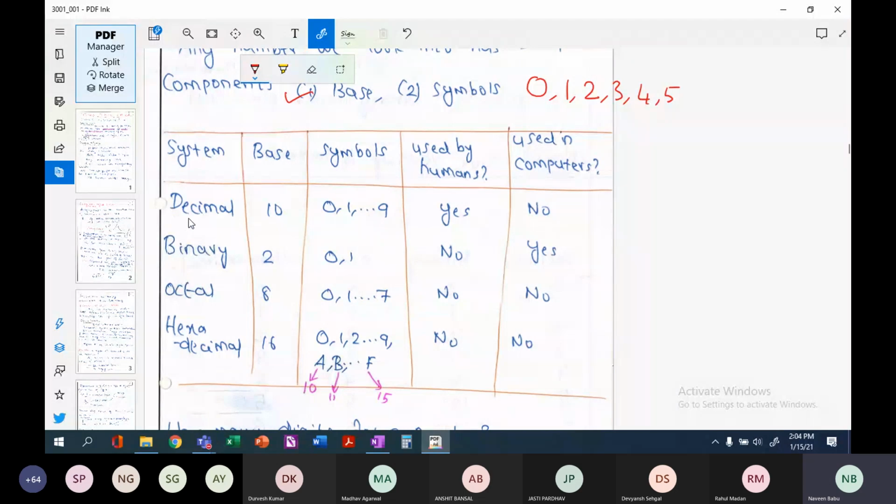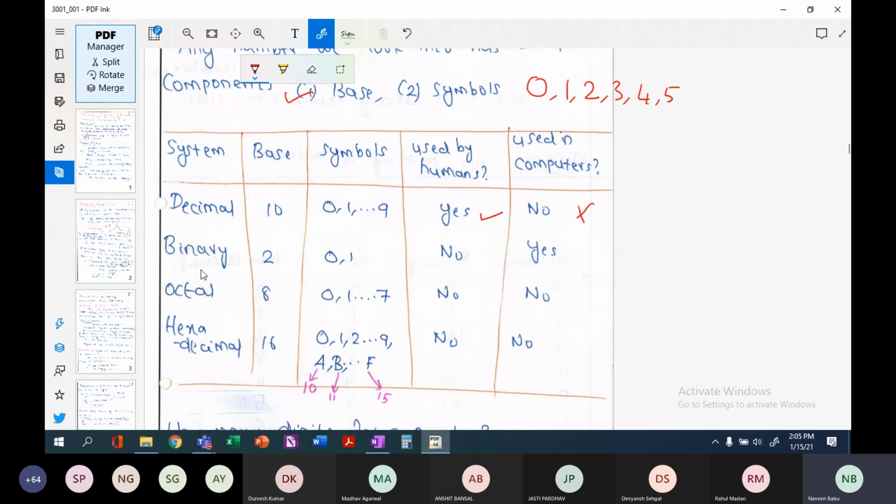Just to see what we interpret and what the machines interpret: decimal number systems, we interpret much better, right? Yes, we do interpret it. Do computers know that this is a number system? They do not know that this is a number system.